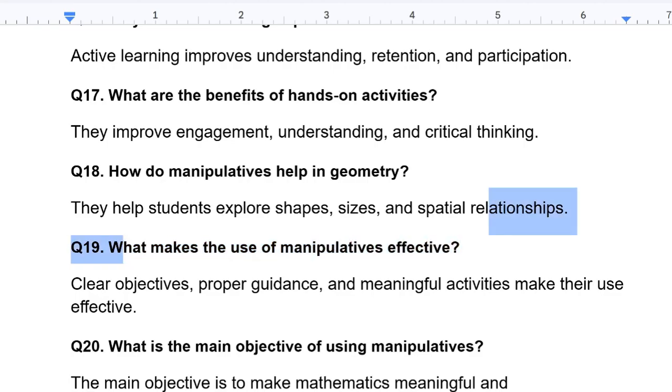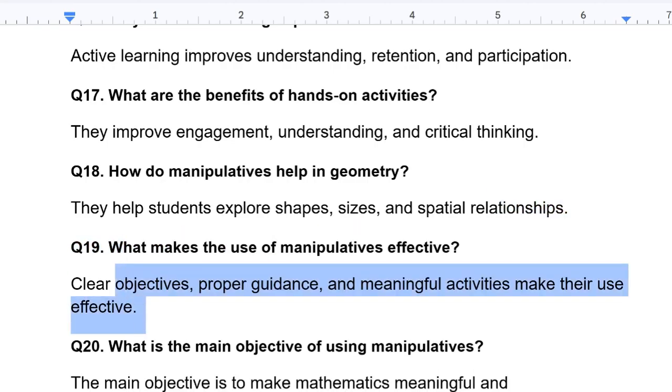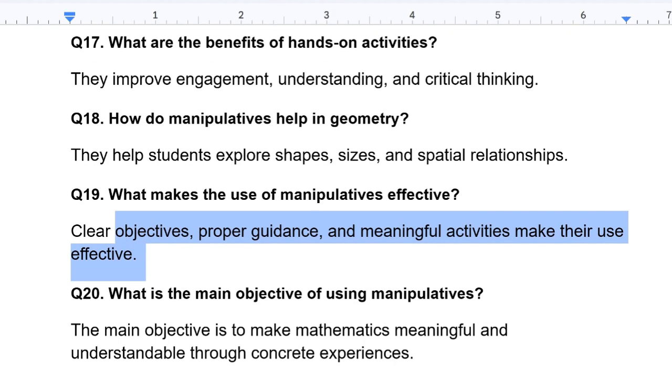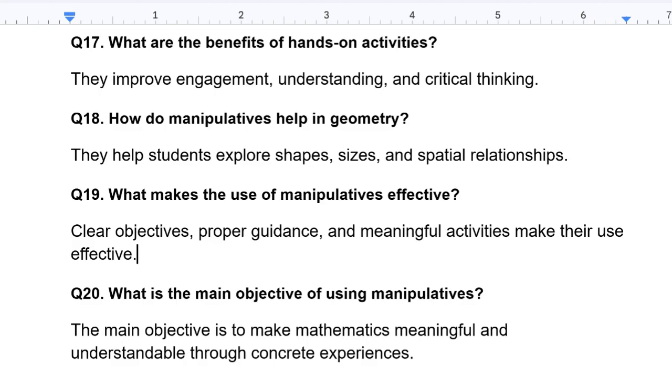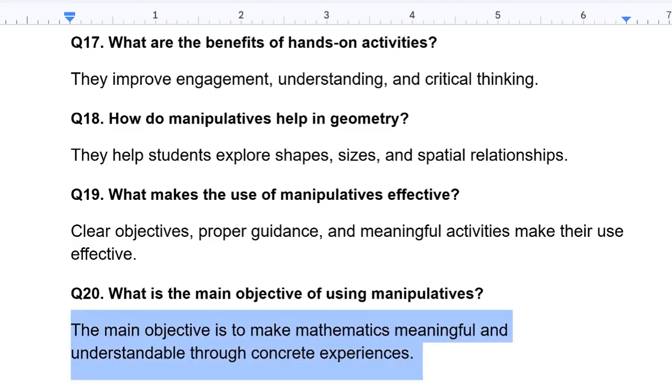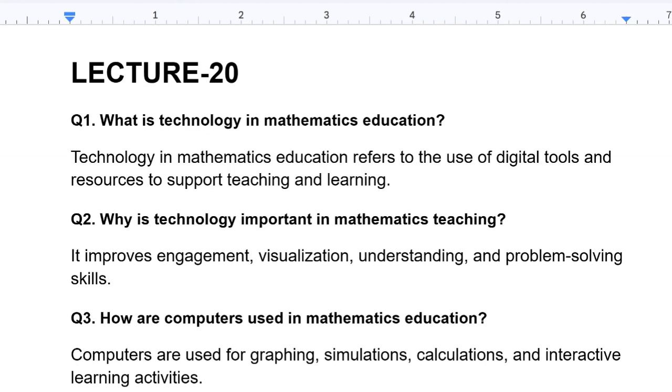What makes the use of manipulatives effective? Clear objectives, proper guidance, and meaningful activities make their use effective. What is the main objective of using manipulatives? The main objective is to make mathematics meaningful and understandable through concrete experiences.